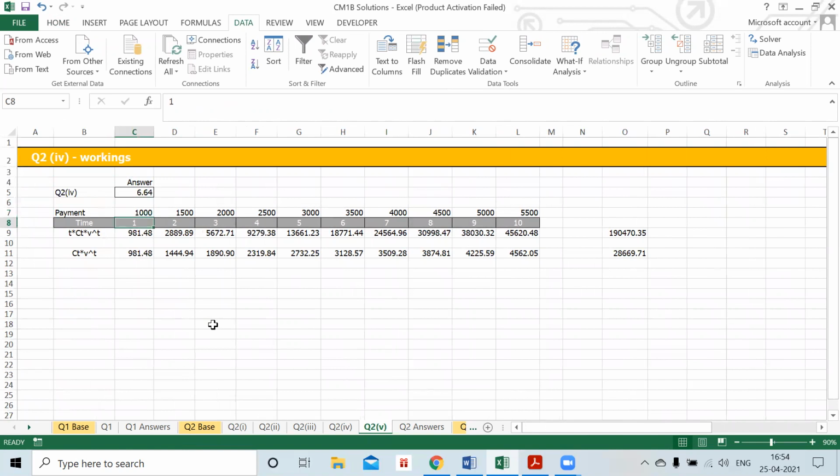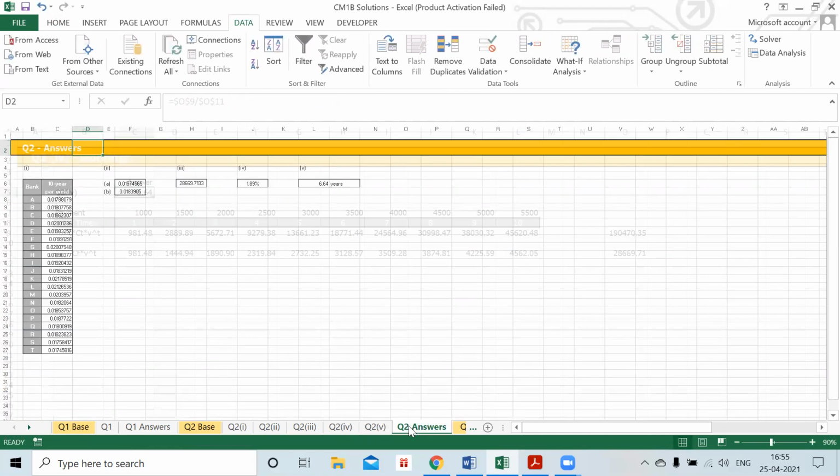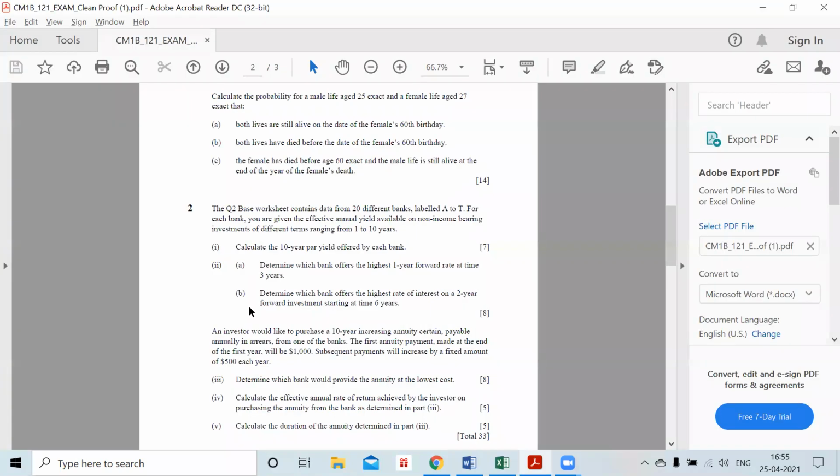For zooming in, please see, this is t into C_t into v with (1 + i), which is in the part D4 that we have calculated, to the power minus of time, which is here. We have dragged down the formula, taken a sum over here, and then again C_t v^t, dragged down, taken a sum over here, and the duration answer is this.